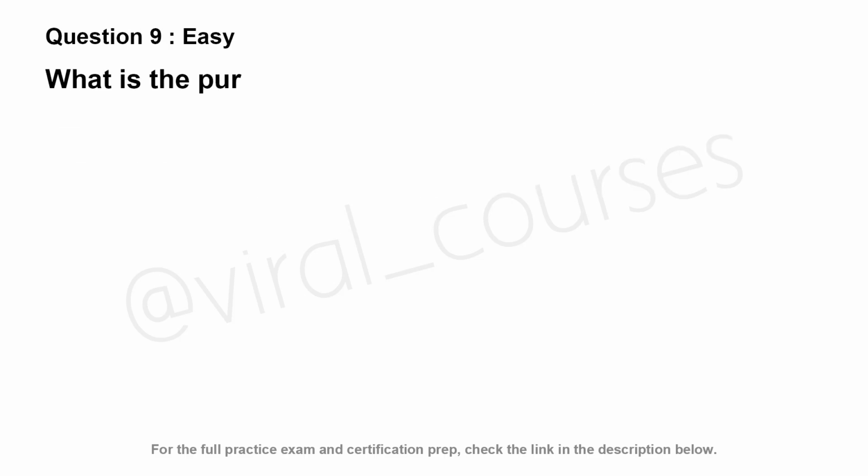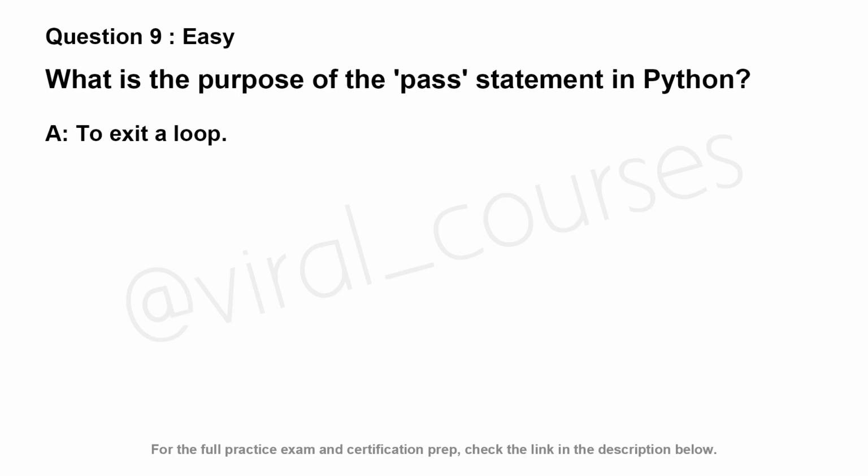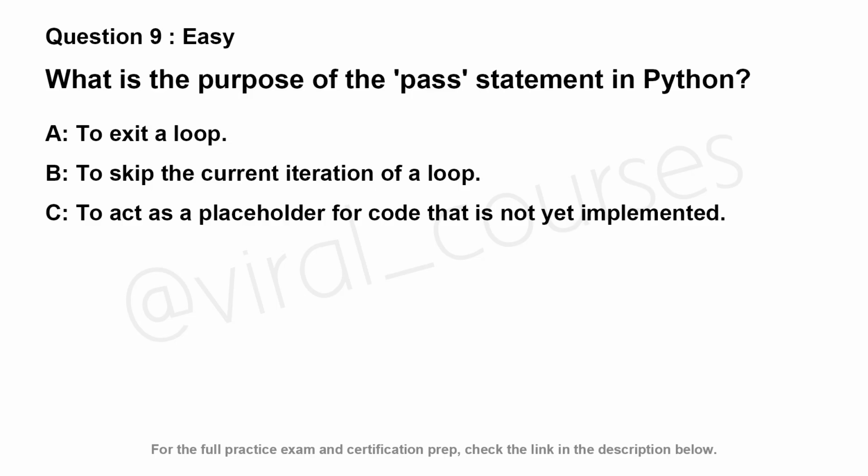What is the purpose of the pass statement in Python? Option A, to exit a loop. Option B, to skip the current iteration of a loop. Option C, to act as a placeholder for code that is not yet implemented. Option D, to return a value from a function.